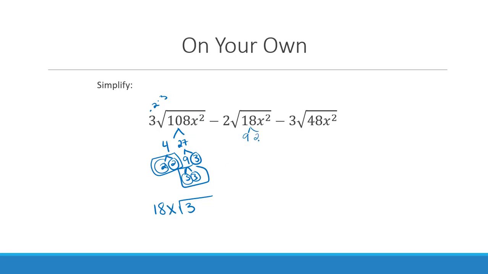This one I can break down into 9 and 2. 9 is 3 and 3. So I can take out a 3. So 3 times 2 will give me 6 with a 2 left over. And then 2 goes into 2 one time evenly.